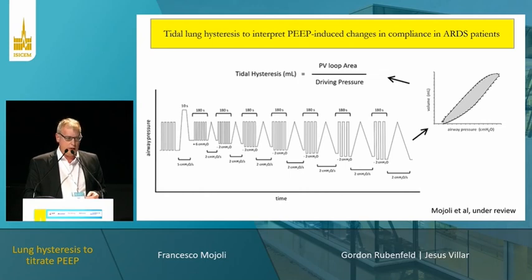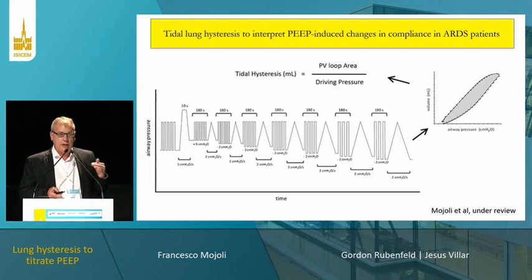So we performed a study on 38 ARDS patients under mechanical ventilation, performing a decremental PEEP trial where we increased PEEP by 6 centimeters of water above the clinical PEEP, the baseline level, while keeping the same plateau pressure. And then we decreased PEEP step by step by 2 centimeters of water each step. And at the end of each step, we performed this tidal pressure volume loop, computing the area enclosed in the loop, that is the tidal hysteresis, which was normalized on driving pressure in order to be able to compare this parameter at different steps.